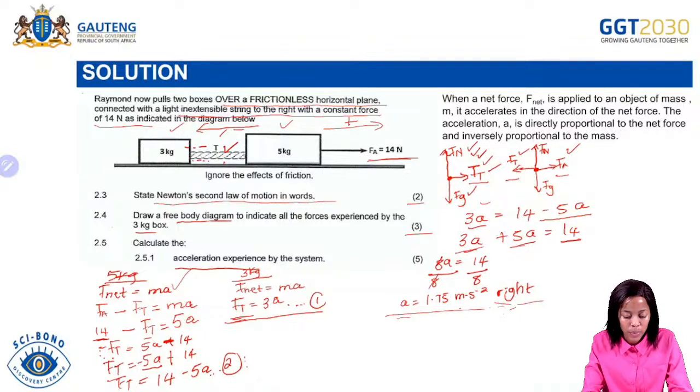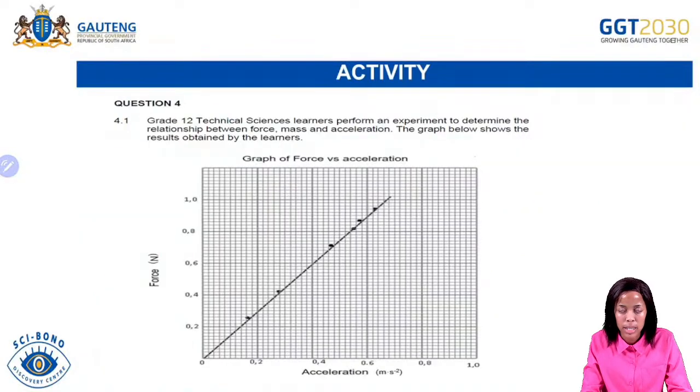In terms of the mark allocation, you would get a mark for F net equals ma, then a mark for the substitution, and another mark for the simultaneous equation there, and then another mark for the final answer with the correct unit and also the correct direction. So that is a total of 5 marks. Okay, learners, for this one, I will give you 3 minutes.